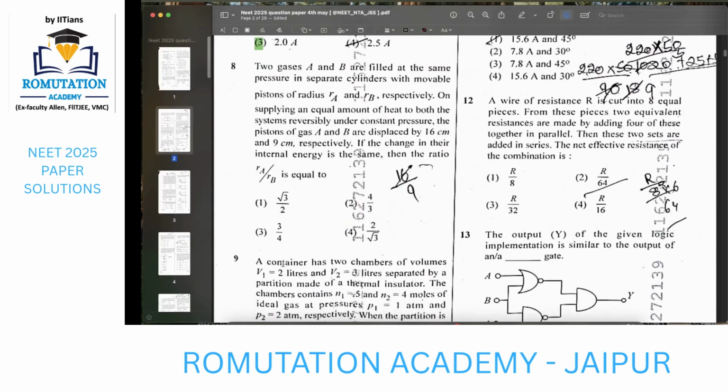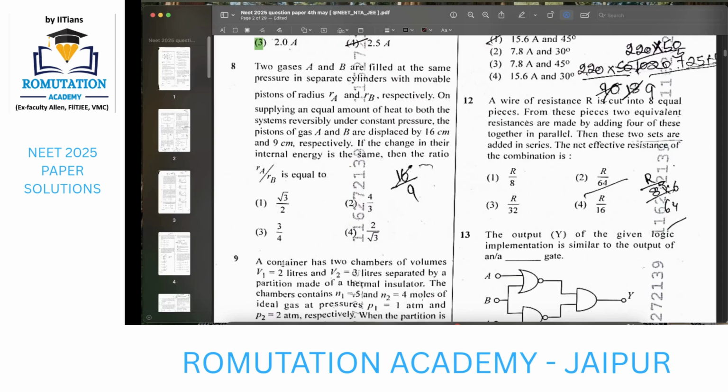Okay, let's go to the eighth question now. Two gases A and B are filled at the same pressure in separate cylinders with movable pistons of radii RA and RB. Okay. On supplying equal amount of heat to both the systems reversibly under constant pressure, the pistons A and B are displaced by 16 and 9. Okay. If the change in their internal energy is the same, then the ratio of RA by RB will be.